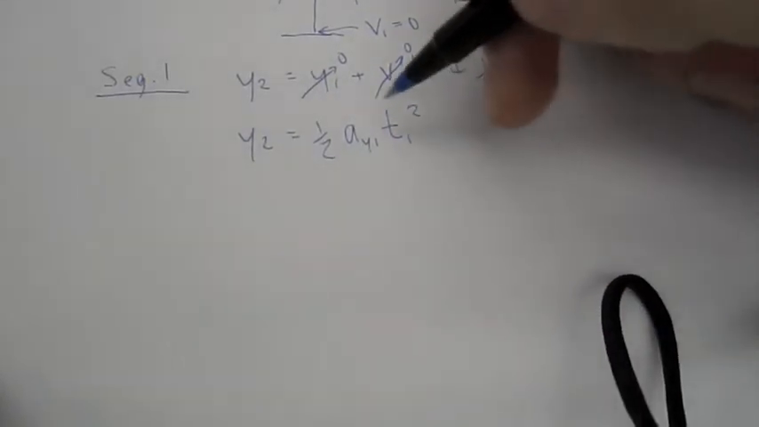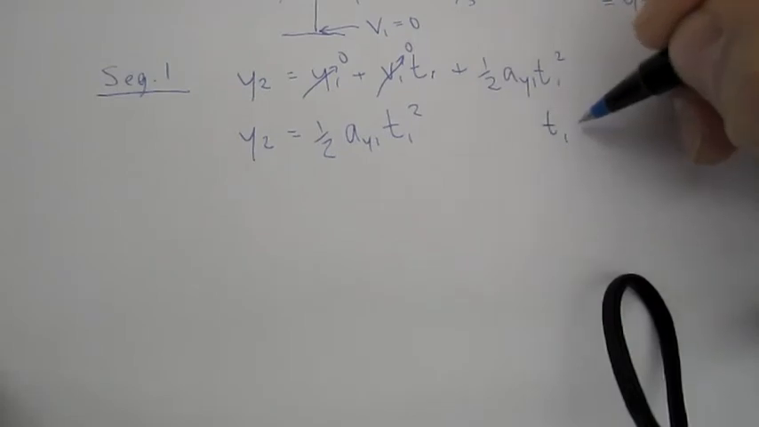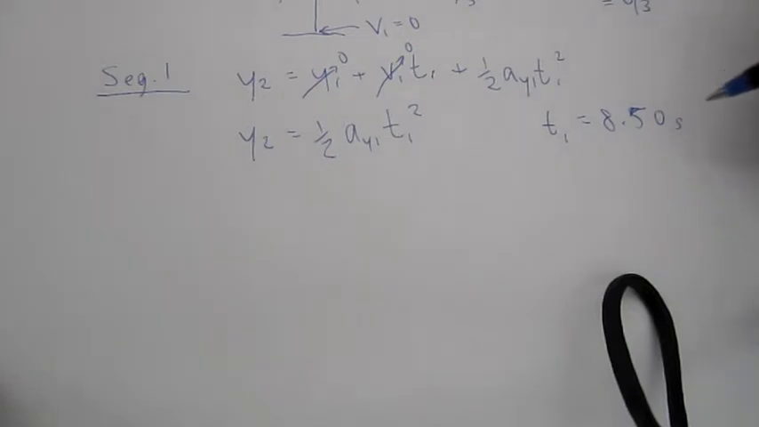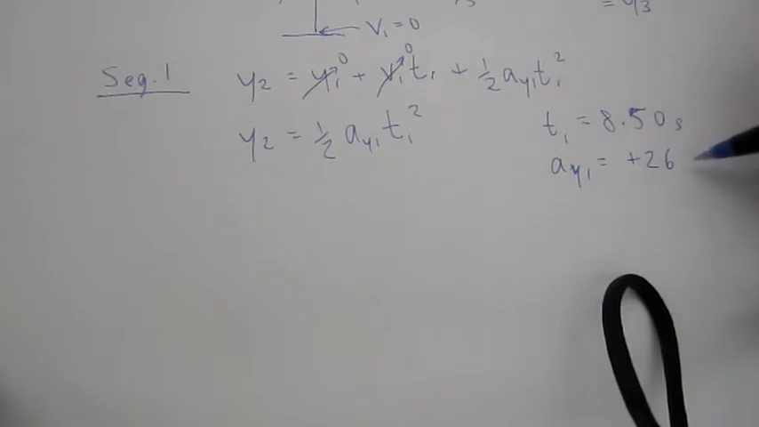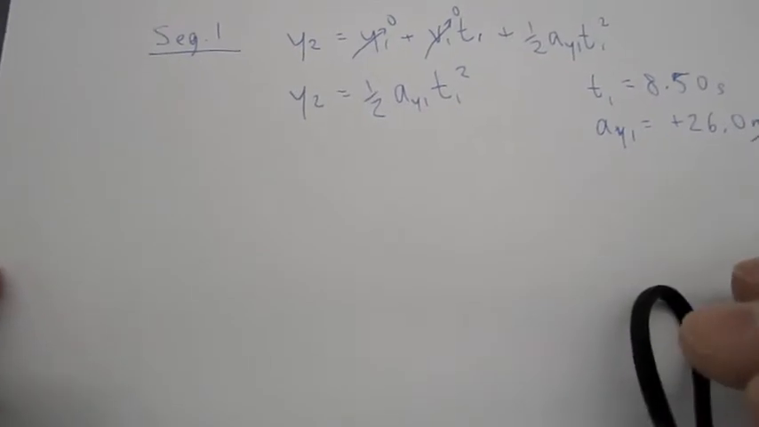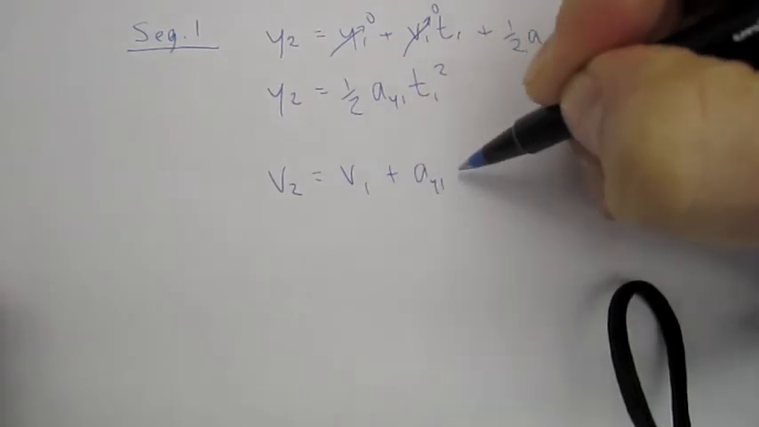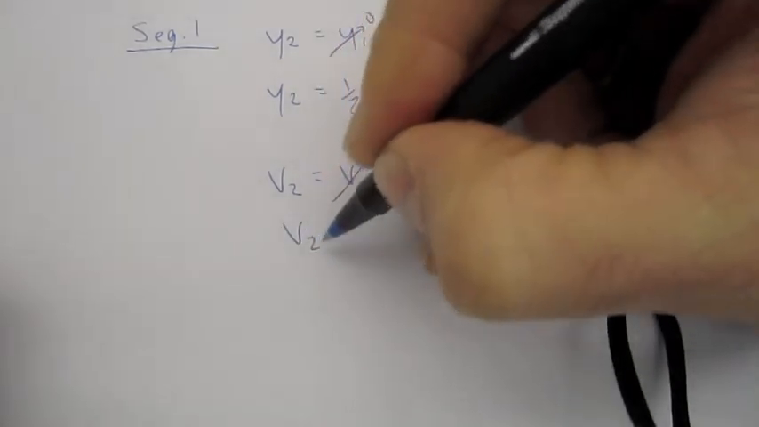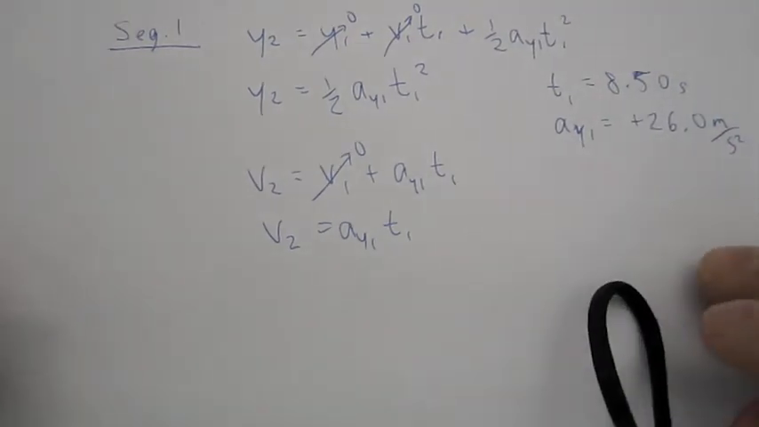We don't know the height, and we do know the time, so that's okay. t1 is equal to 8.50 seconds, and ay1 is equal to plus 26.0 meters per second squared. The other thing we know is that the final velocity, v2, is equal to v1 plus ay1 times t1. Again v1 is 0, so we know the final velocity as well, ay1 times t1. So that's all the things we know about segment 1.